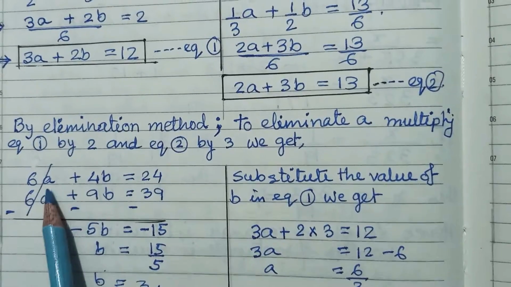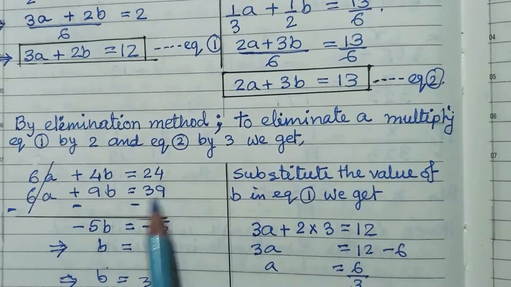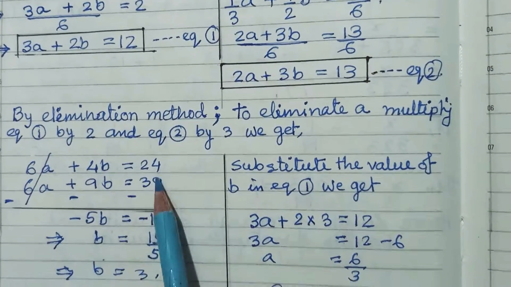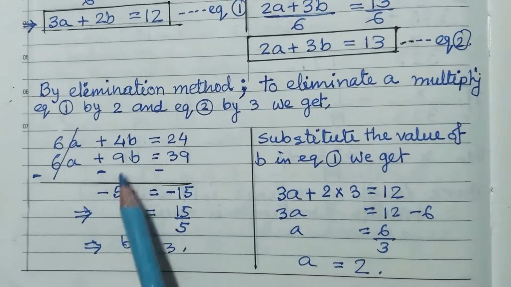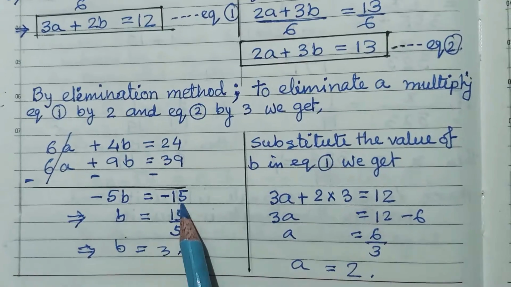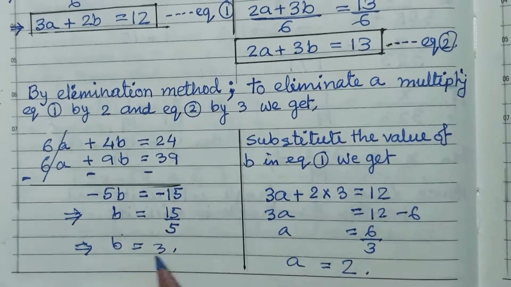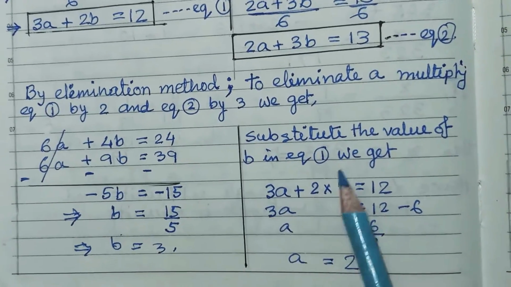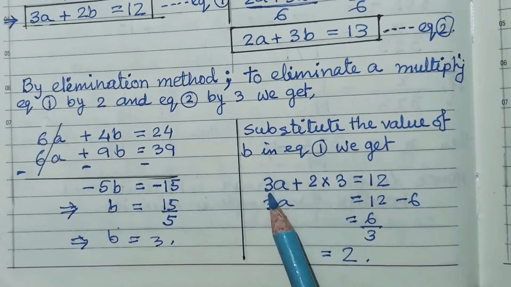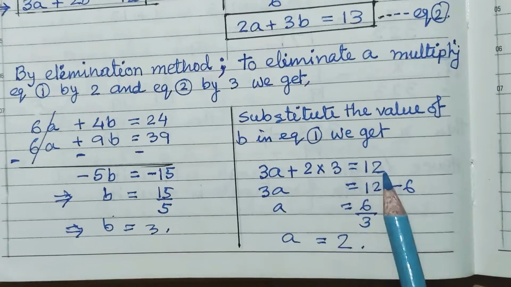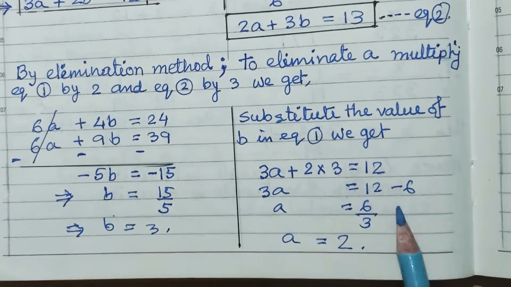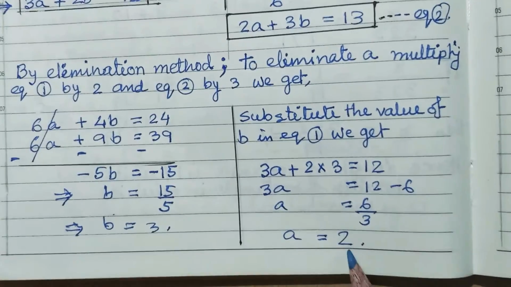It comes in these two forms. Now subtracting these two equations, 6a will cancel. It is minus 5b equals minus 15, and b equals 3. Substitute this value of b in equation 1: we get 3 into a plus 2 into 3 equals 12. Now a equals 2.